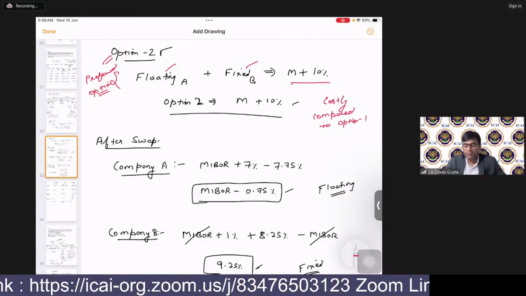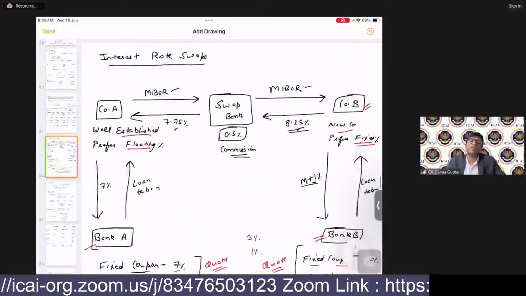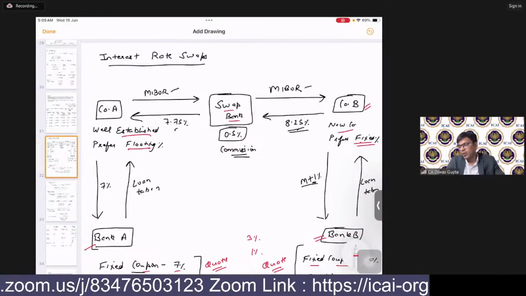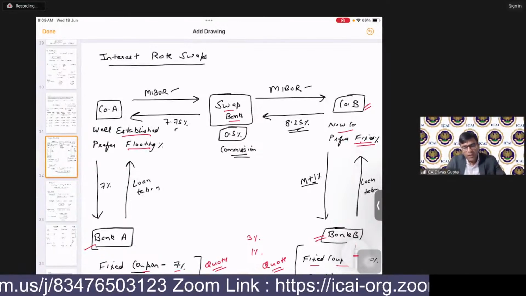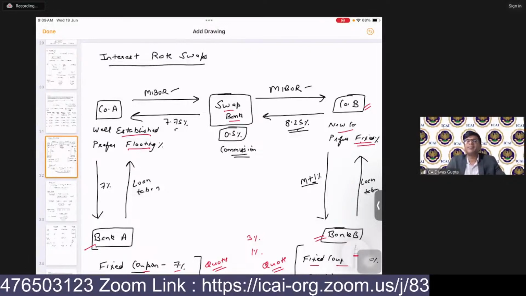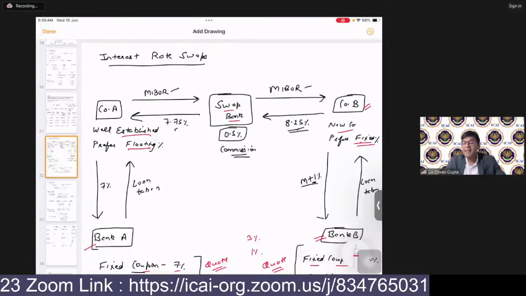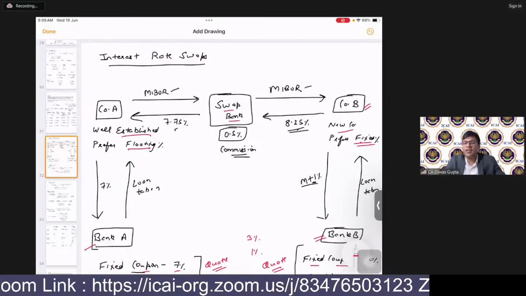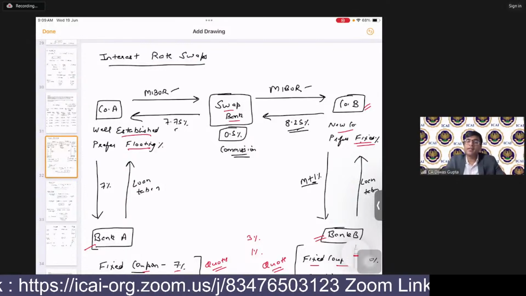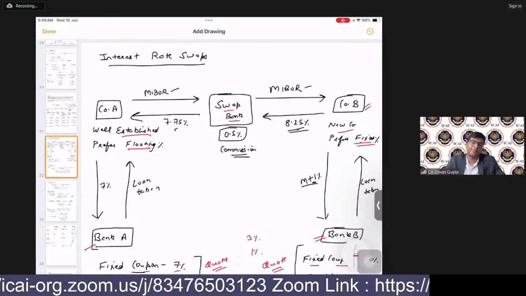Now, what should they do? So both of them actually approach a third bank, I'm taking the name of swap bank. Now this swap bank will understand company A's requirement and availability, and company B's requirement and availability. So what is available with company A and company B in terms of the quotes? What are their preferences? How would company A prefer? How would company B prefer? Clear?